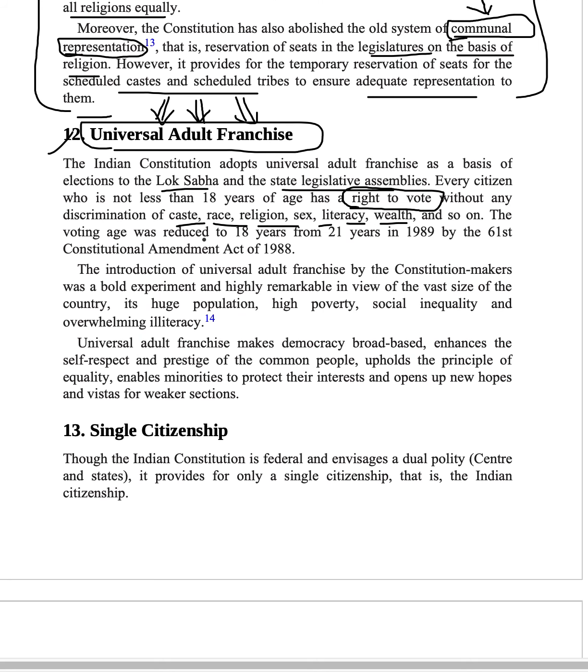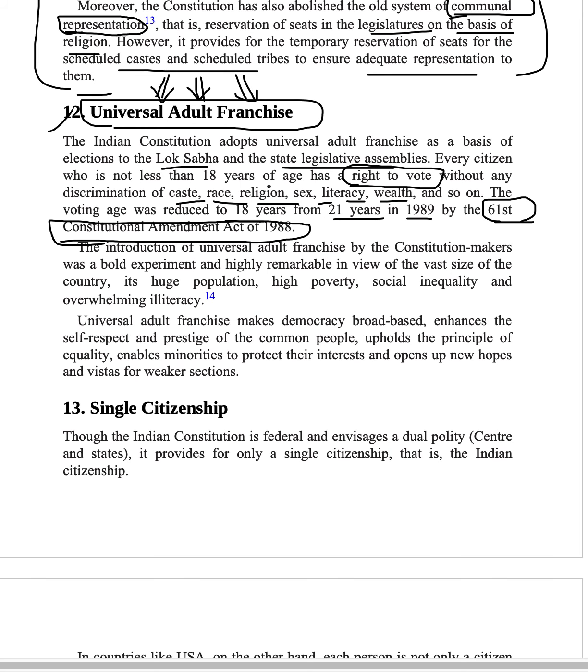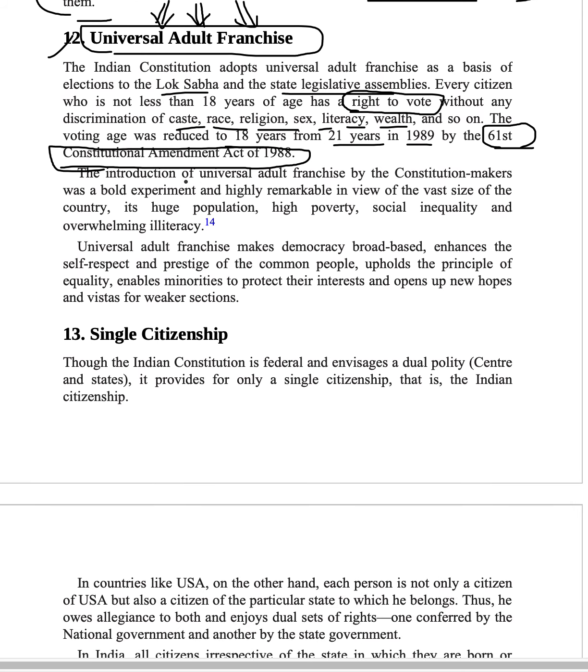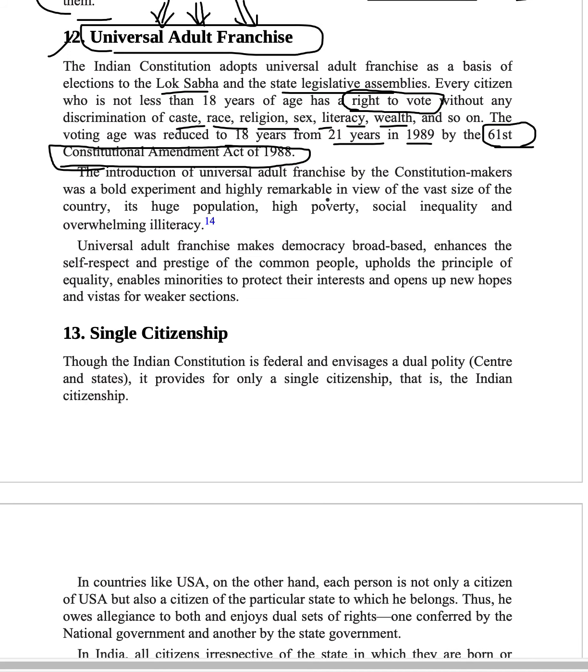The voting age was reduced to 18 years from 20 and 21 years in 1989 by the 61st Constitutional Amendment Act of 1988. So this particular amendment is also very important, because before that people above 21 years had the right to vote. After 1989, we have given the right of voting to all the people above 18 years of age. The introduction of universal adult franchise by the constitution makers was a bold experiment and highly remarkable in view of the vast size of the country, its huge population, high poverty, social inequality, and overwhelming illiteracy.